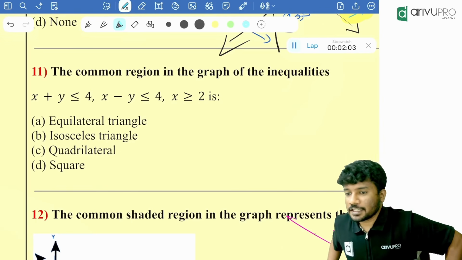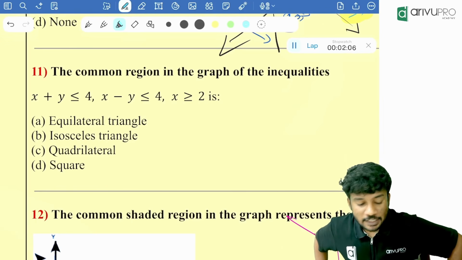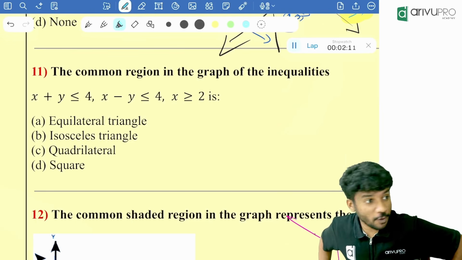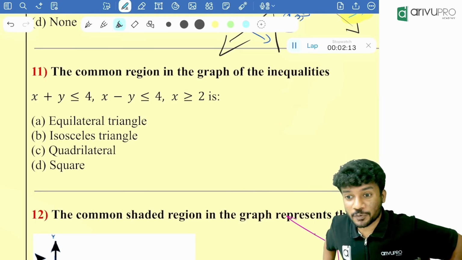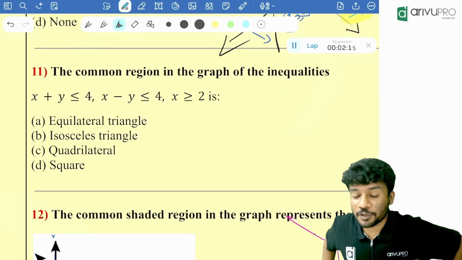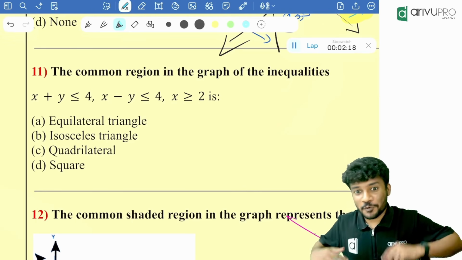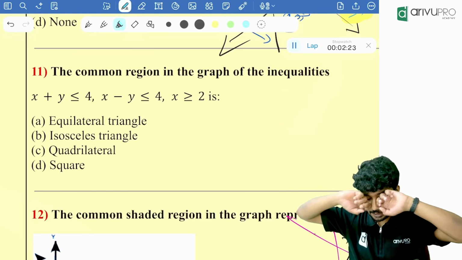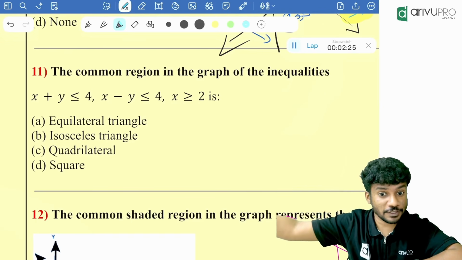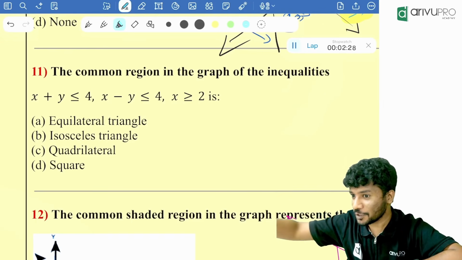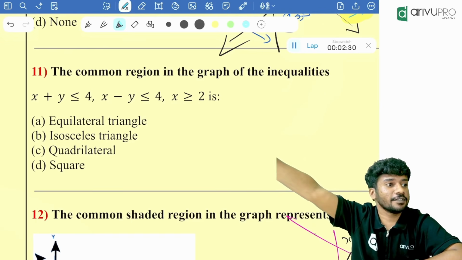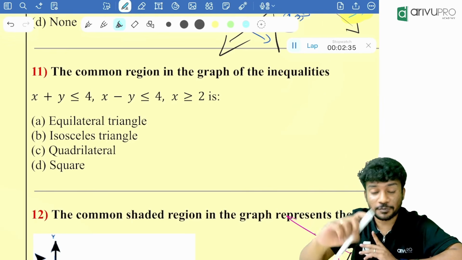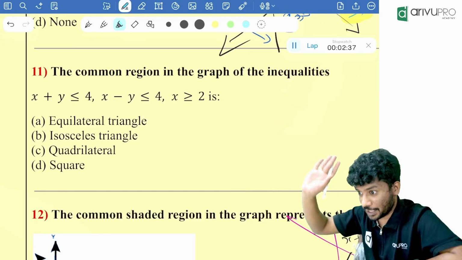One thing I will give upfront. From any of the graphs in linear inequalities, you will never get an equilateral triangle. Keep it in your mind. Why? Because when we draw the graph, at the end of the day, if we take a right angle triangle, the hypotenuse will always be different. That will be a bigger side. So you will never get an equilateral triangle. If they are asking for a graph, it will always be an isosceles triangle. Keep it in your mind.